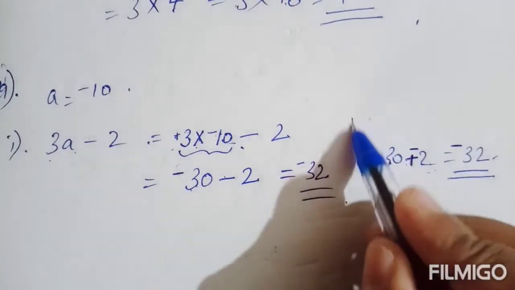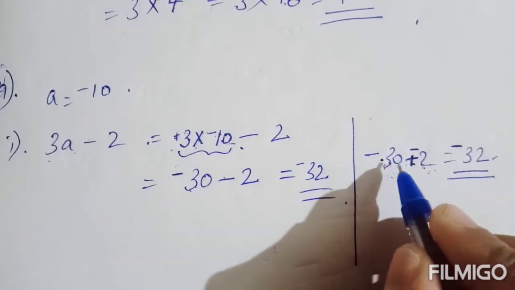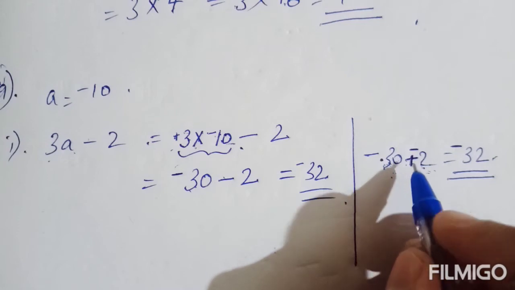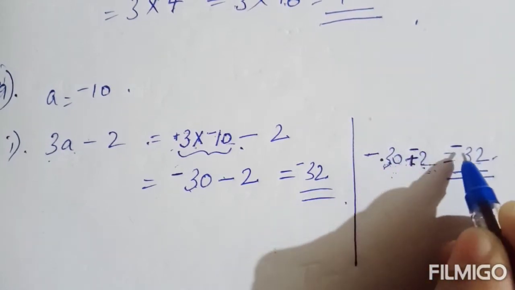Always remember, if it is addition of two negative numbers, just add the two numbers and then put the minus sign.